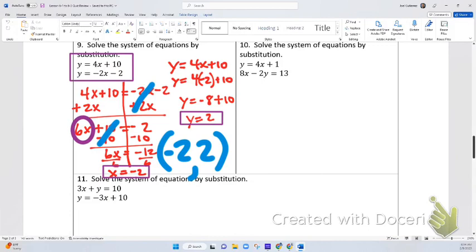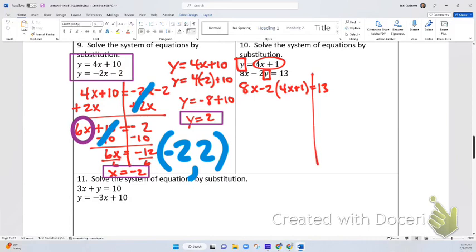All right, for number 10, again, we are solving by substitution. Here is my box. Here's what I'm going to replace it with. So I simply rewrite the bottom equation, 8x minus 2. But instead of y, I plug in what I know, which in this case is the 4x plus 1. And I set it equal to 13.